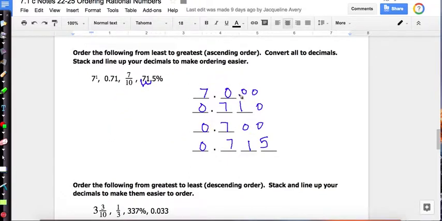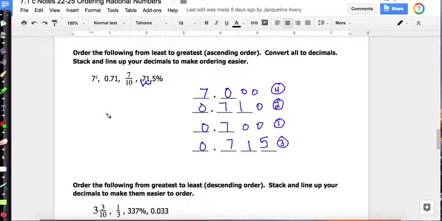Now we can clearly see that this one's the greatest because this is the only one that starts with 7. They all start with 0. So this is the greatest, so we'll call that number 4. Now we're going to look for the smallest. So 710 thousandths, 700 thousandths, or 715 thousandths. Hopefully you were thinking 700 thousandths. That's going to be followed by 710 thousandths, and then last 715 thousandths.